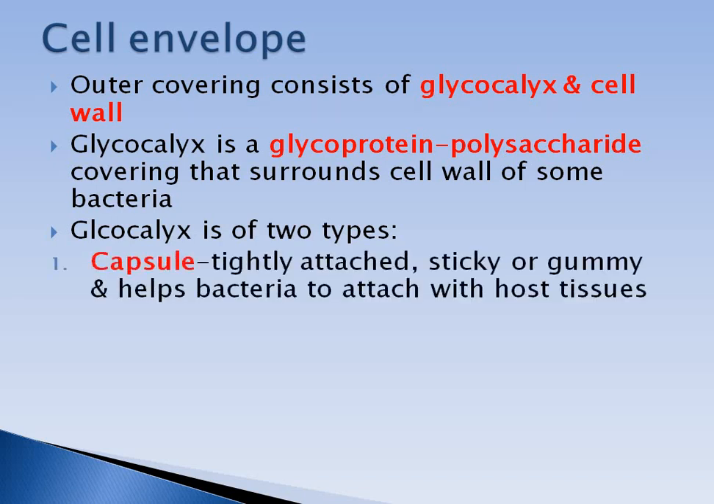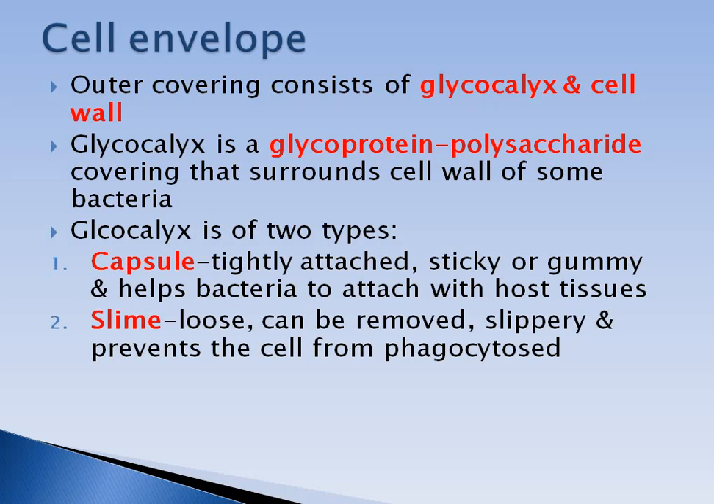As I told you, glycocalyx is of two types. One is called capsule and second is called slime. Capsule is tightly attached to the cell wall. It gives a sticky or gummy appearance to the bacteria, and capsule helps the bacteria to attach to the host tissues. But the slime is loosely attached to the cell wall, so it can be easily removed. It gives a slippery and rough appearance to the bacterial cell, but slime prevents the cell from phagocytosis, or from being damaged by the phagocytic cells of the immune system.